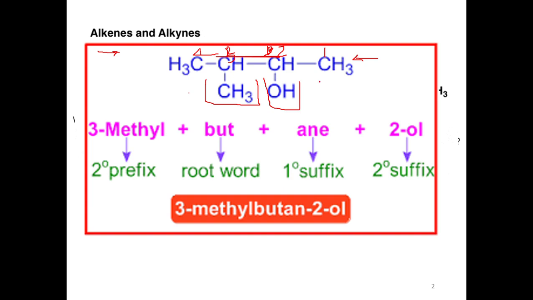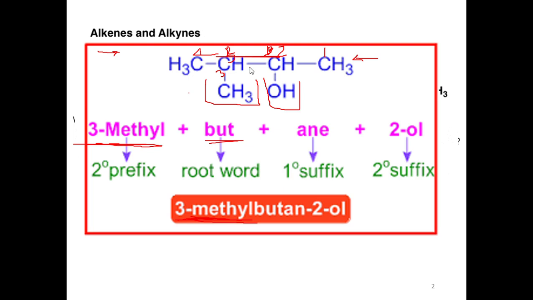So according to this way, you can see at carbon number 3 we have a substituent present, the methyl substituent. So we will write here 3-methyl. You can see here 3-methyl, and the longest linear chain has 4 carbon atoms. That means it will become but. But means 4 carbon atoms. We will write but here. 3-methylbut.